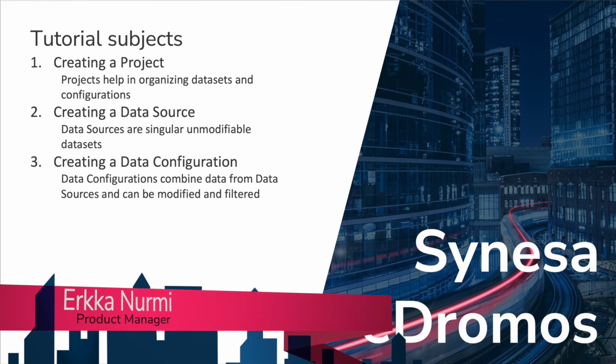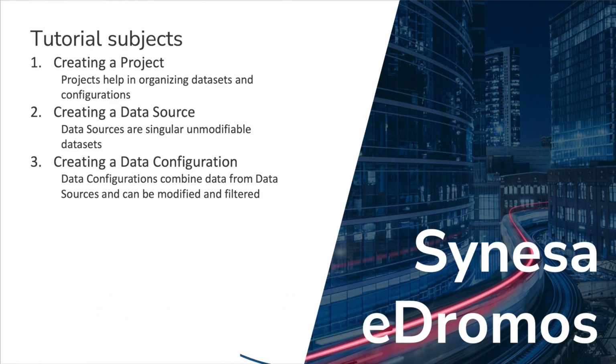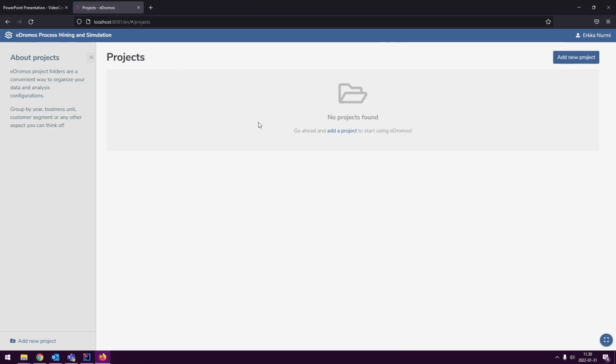So in this tutorial we'll be going over creating a new project, creating a new data source and creating a new data configuration. I'll be going over each of these in more detail once we get to them in the tutorial. For now, let's just jump onto eDromos, and as eDromos tells us, we have so far no projects and we'll need to create one to start using eDromos. We'll do that by clicking on the Add New Project button here.